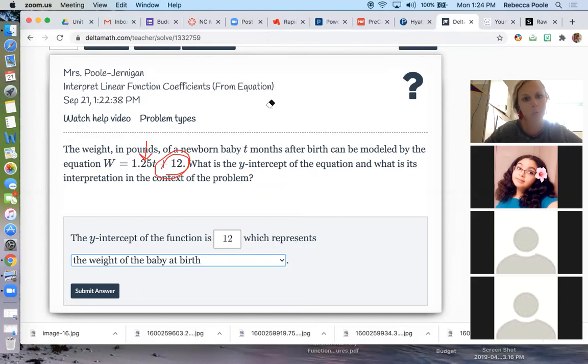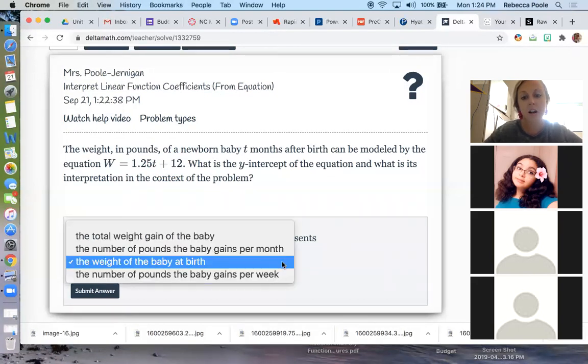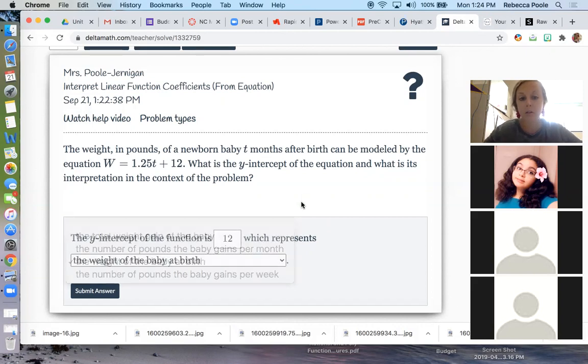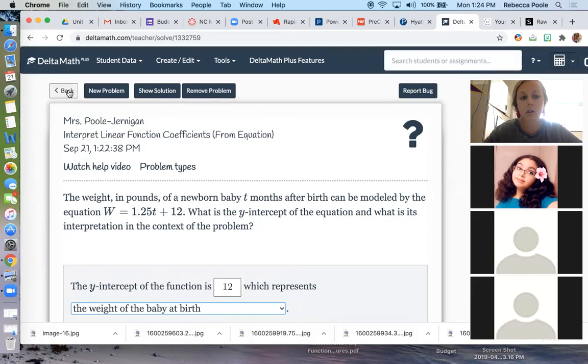Don't y'all pick the wrong one tomorrow. Does anybody have a question about that? Just make sure if it says y-intercept, you're looking for the start, the base. So the start of the baby is when they are born. So that's its weight at birth. Okay?